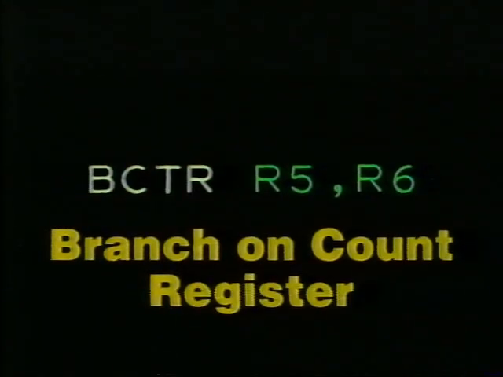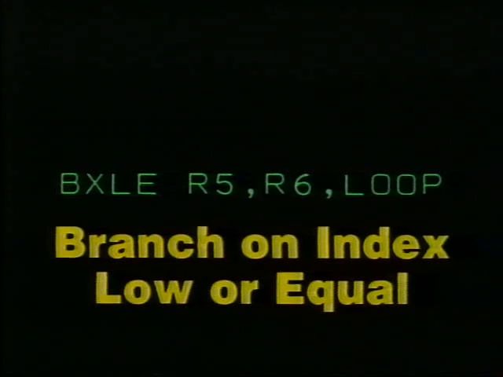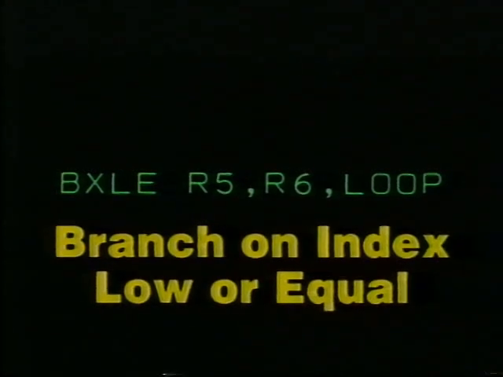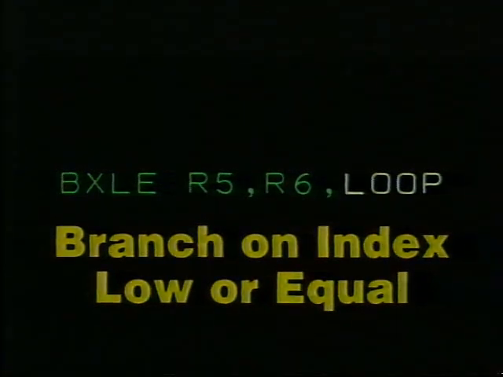Branch on count register is similar. It also uses a register as a counter, but the second operand is also a register. It contains your branch address. Branch on index low or equal is the third instruction you saw. It gives you one operand as an index and another operand as an increment to that index. If you specify the even-odd pair for the second operand, you also get a separate register for the limit to your loop. The last operand is the branch address.